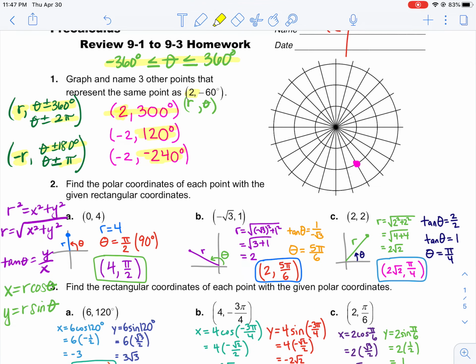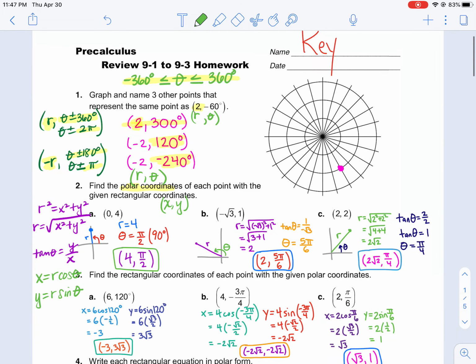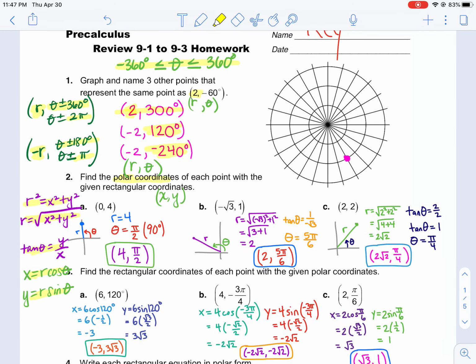All right, in problem number 2, we're going to find the polar coordinates given the rectangular coordinates. Now, keep in mind, polar coordinates are (r, theta), that's how we identify polar coordinates, and rectangular coordinates are (x, y), which is what we're used to. We learned about all these rules over here, or these equations. These equations are super helpful when we are converting from polar to rectangular.